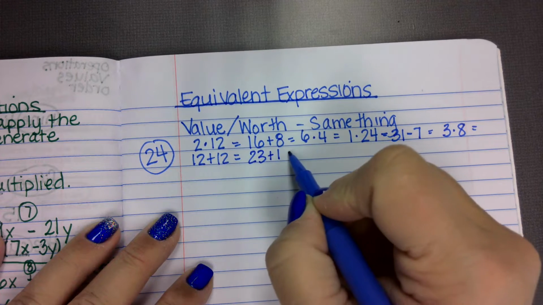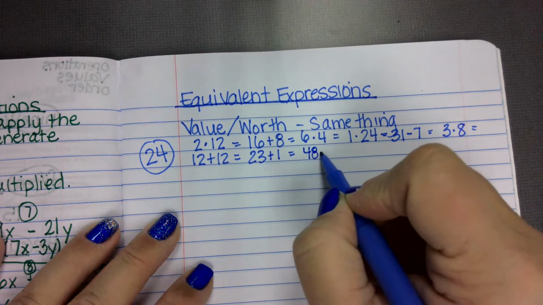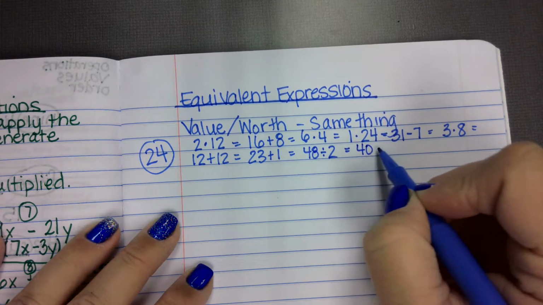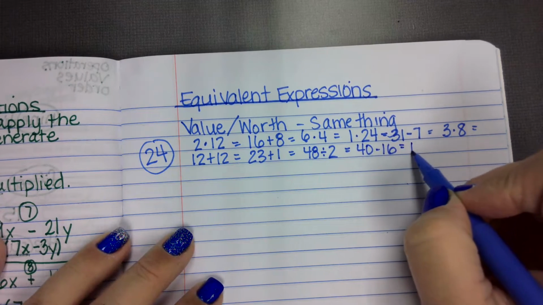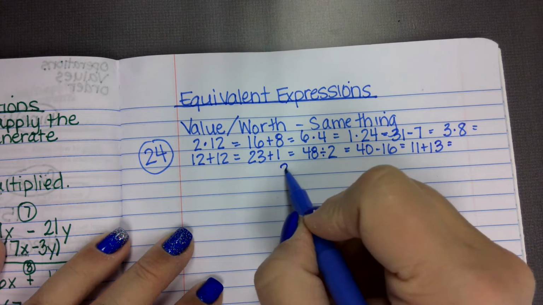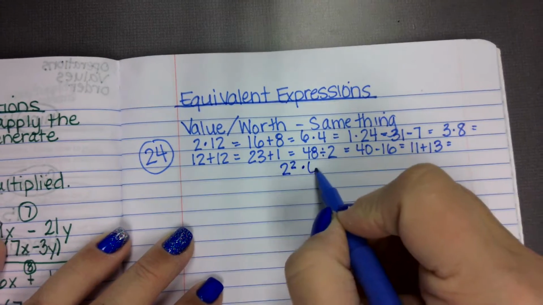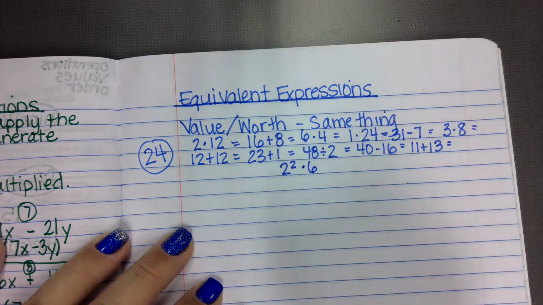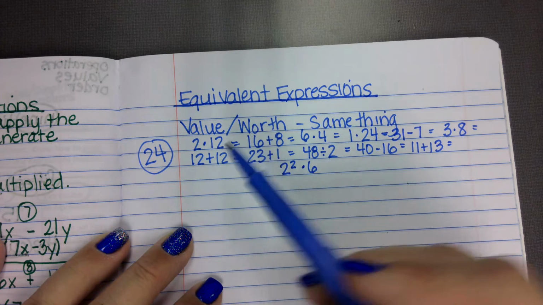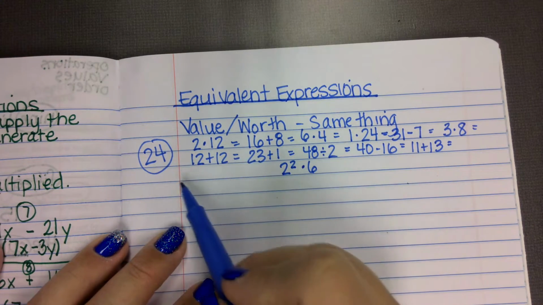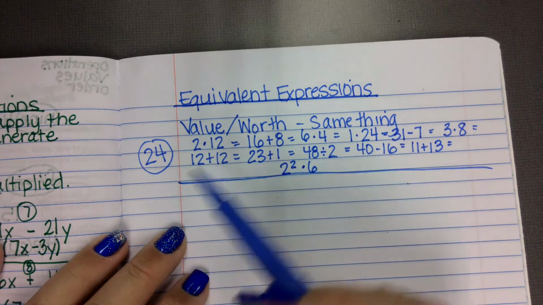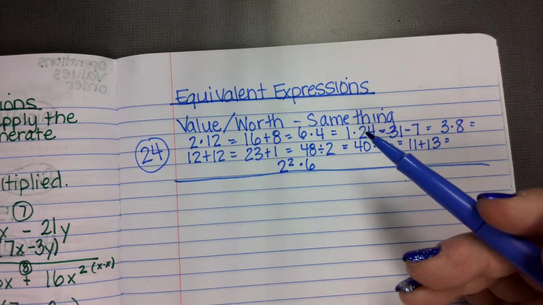23 plus 1 equals 24. 48 divided by 2 equals 24. Let's see, 40 minus 16 equals 24. 11 plus 13 equals 24. And the last one I'm going to do is 2 squared times 6 equals 24. So I know that all of these things have the same value, or they're worth the same amount when I do the operation. They're all going to be worth 24. So these are all equivalent expressions, meaning when I work them out, they will equal the exact same thing.